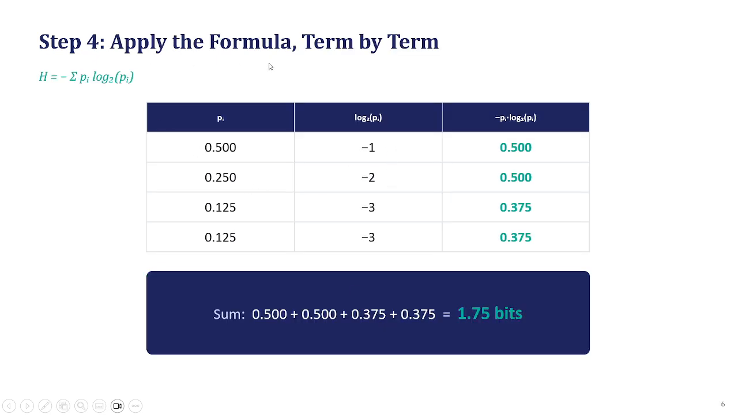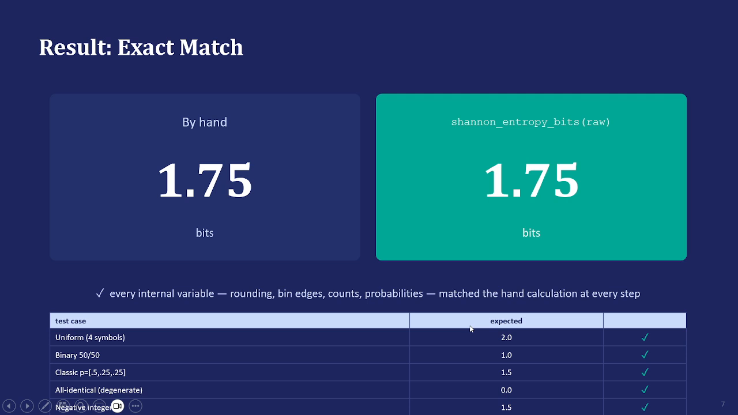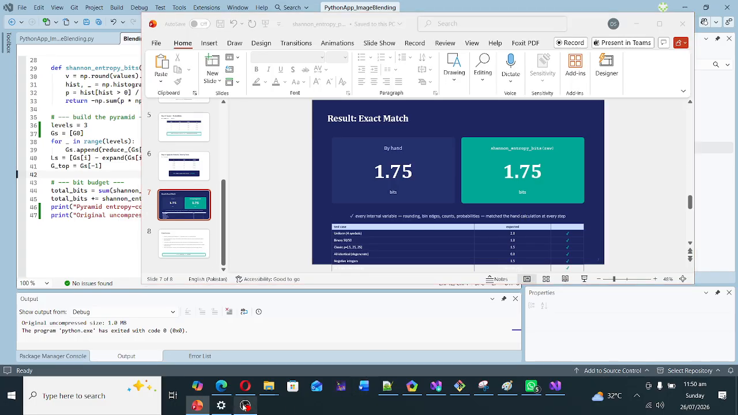Now we are calculating the Shannon entropy here, and it is equal to 1.75. So in fact, if you run the formula, it would give you 1.75, which is the same as the by hand calculation that I have shown you. So that's it.